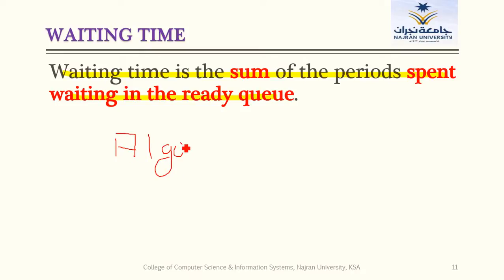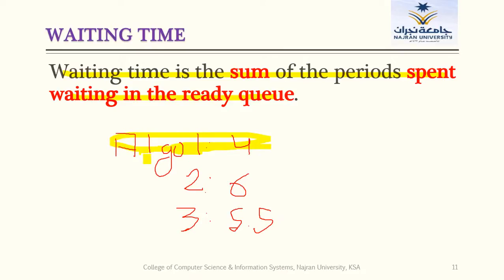Now again, let me give you one example. Suppose we have three algorithms: algorithm 1, algorithm 2, algorithm 3. Suppose the waiting time in algorithm 1 is 4, in algorithm 2 it is 6, and in algorithm 3 it is 5.5 seconds. In this case, which algorithm will be best? Algorithm 1 will be best because it is taking less time compared with algorithm 2 and algorithm 3. So waiting time should always be less. If waiting time is less, then we say this is very good.